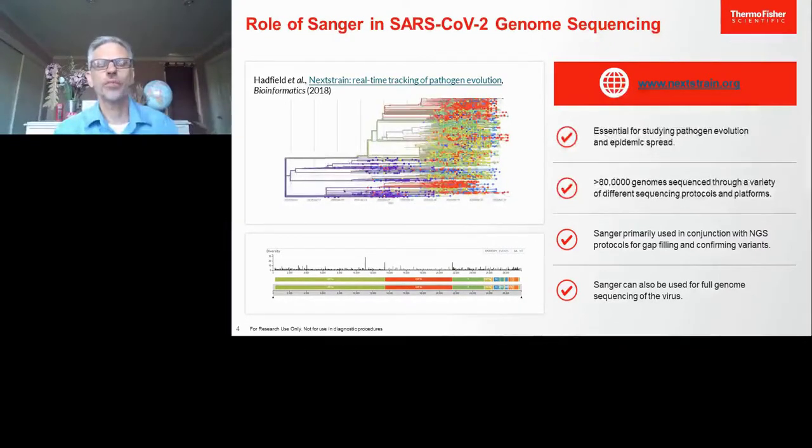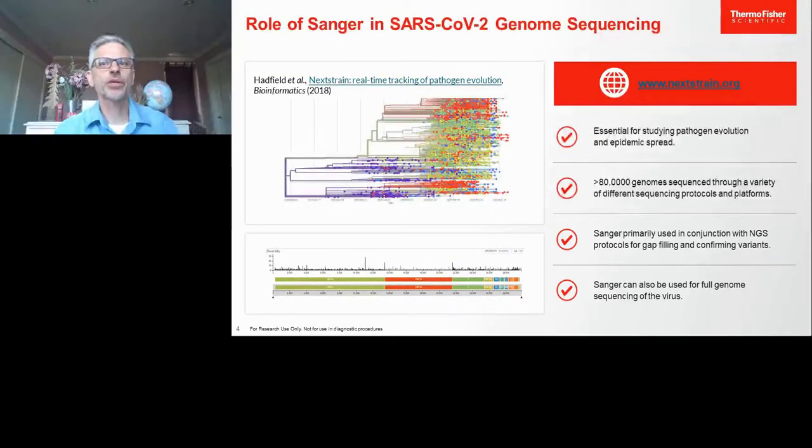So NGS has, of course, been the primary technology used for whole genome sequencing, and there are many different published protocols on different NGS platforms that are available, including the Ion AmpliSeq SARS-CoV-2 research panel, which provides 99% of the viral genome, and when run on the Genexus integrated sequencer, has a turnaround time of about 1 day to produce a full viral sequence.